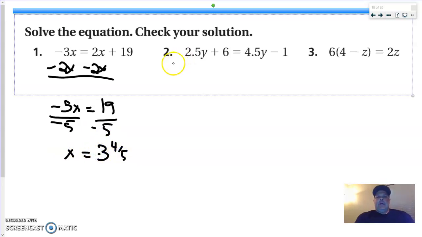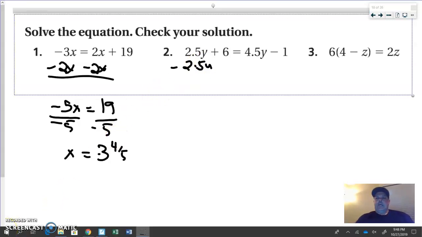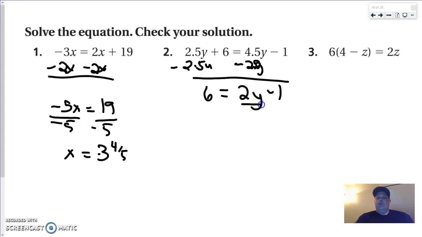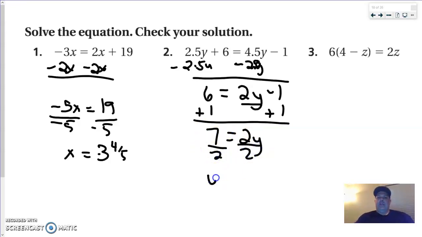In our second example, I am going to subtract 2.5y from both sides. This will give me 6 on the left, because that's nothing, equals, sorry, that should have been 2.5y, equals 2y minus 1. In order to get the 2y by itself, we add 1. So we get 2y equals 7. When we divide by 2, we get y equals 3 1/2.